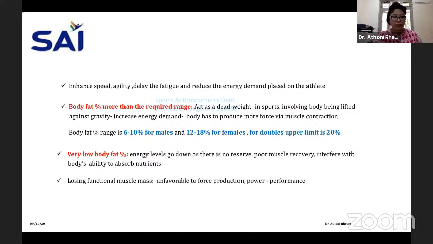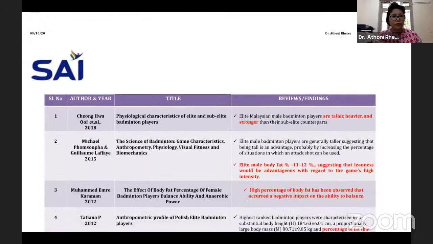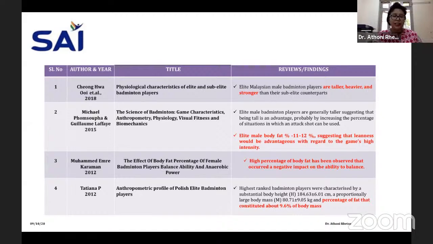I've seen athletes go even above 20. These are some of the articles which I came across, so not only covering the body composition here. If you look at most of the elite level athletes, they're comparatively taller, especially the males. And you can see the range of body fat percentage in elite level athletes also here. Now as I mentioned, if you have more body fat percentage, it has a negative impact on the ability to balance also.